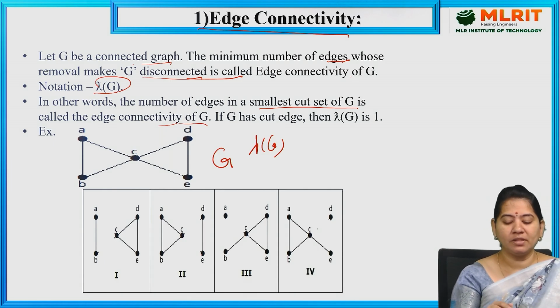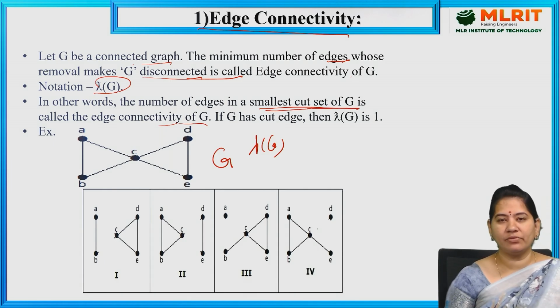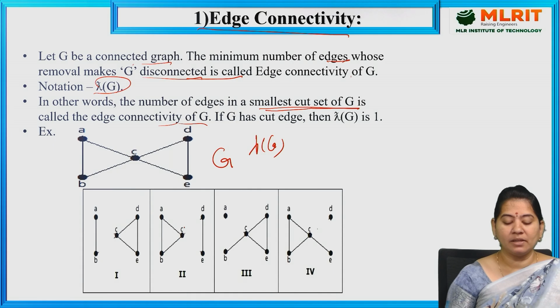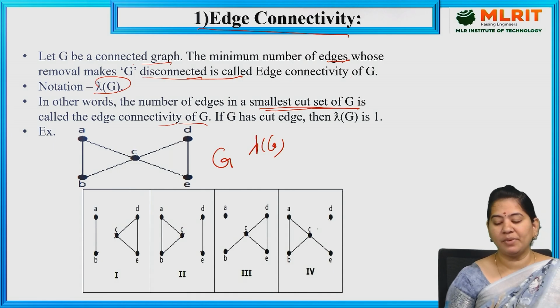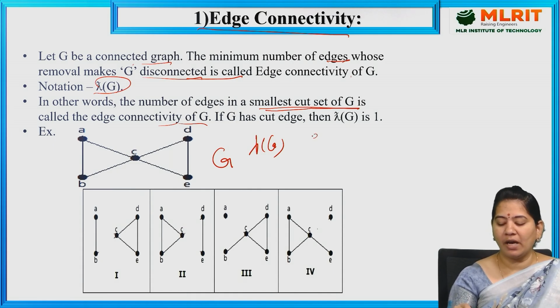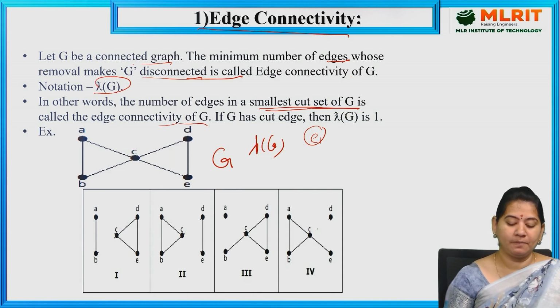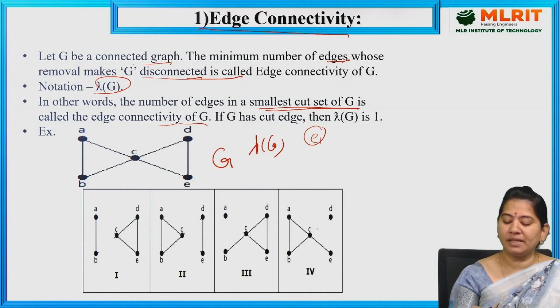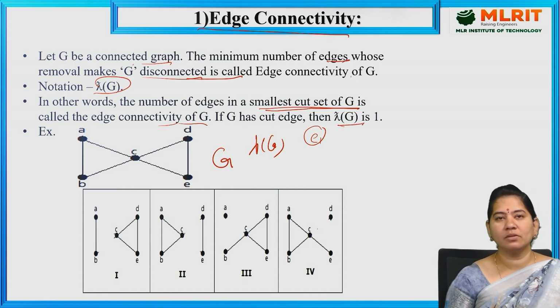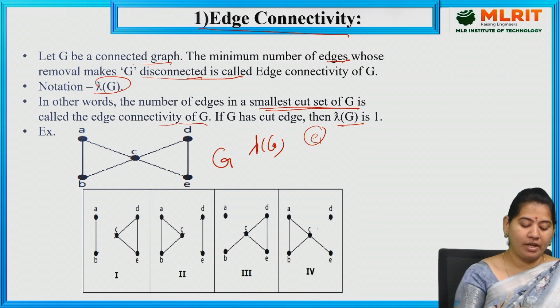In other words, it is the number of edges in a smallest cut set of G. What does the number of edges in a smallest cut set mean? If you have the smallest cut set, that is the edge connectivity. That means if G has only a cut edge, then lambda of G is 1. Now let us suppose we have the graph with vertices A, B, C, D, E.